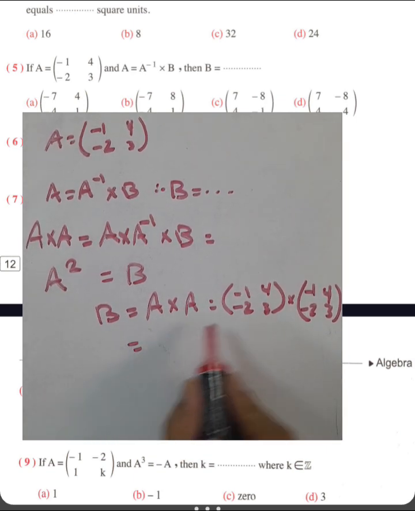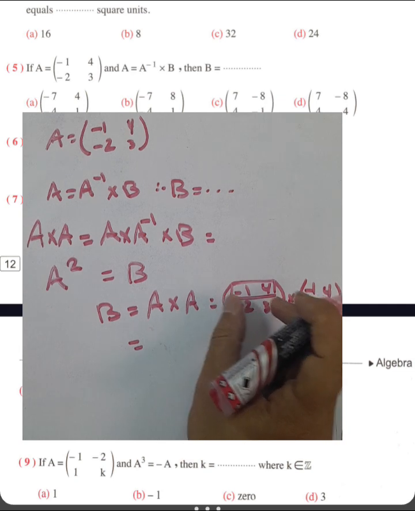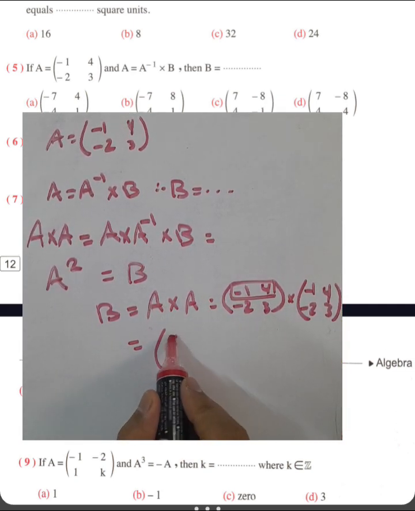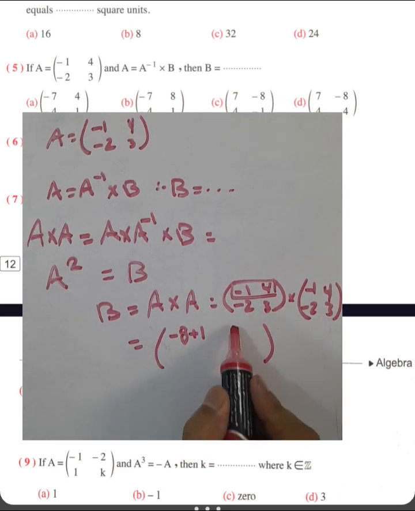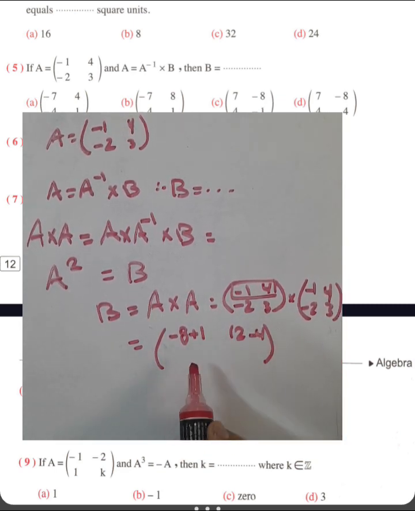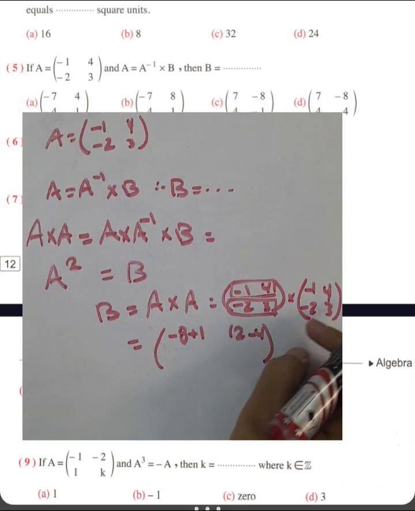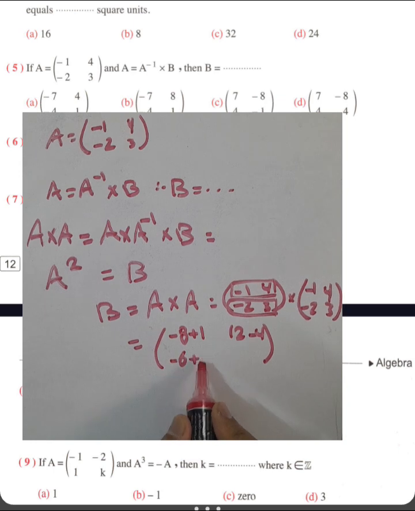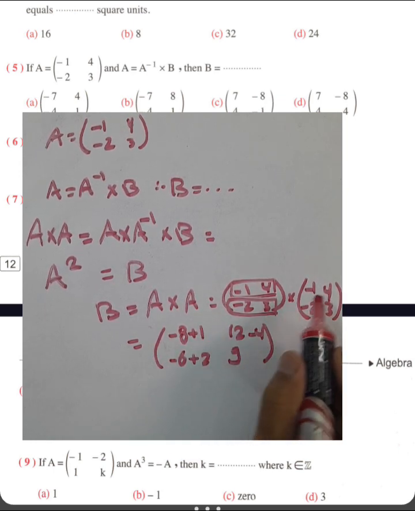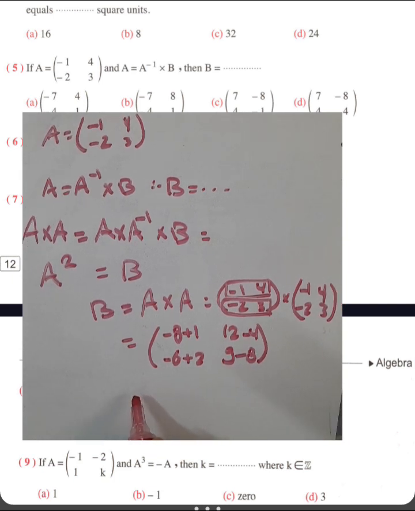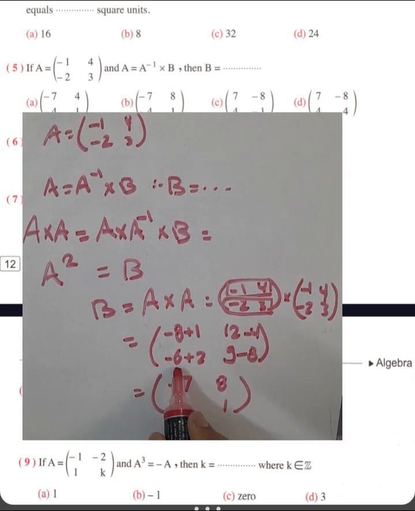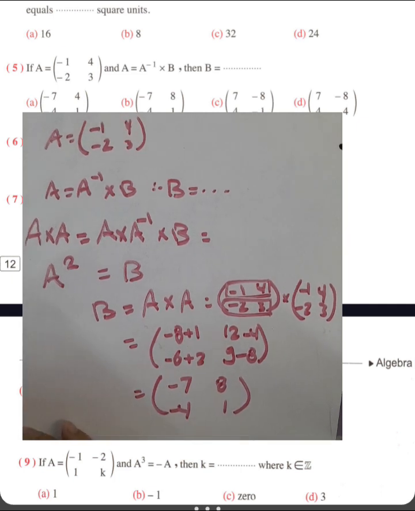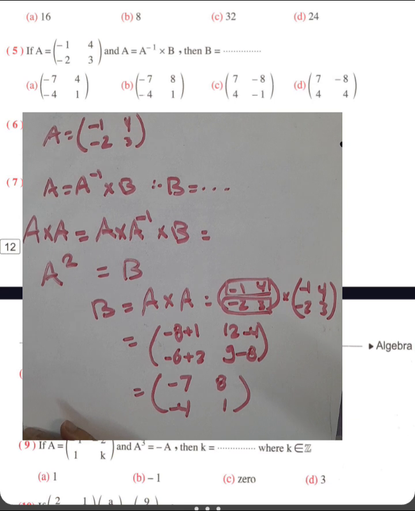Then right here, negative 1, 4, horizontal by vertical: 4 times negative 2 is negative 8, negative 1 times negative 1 is positive 1, and 4 times 3 equals 12, negative 1 times 4 is negative 4. Then horizontal, 3 times negative 2 is negative 6, negative 2 times negative 1 is positive 2, 3 times 3 is 9, negative 2 times 4 is negative 8. The value here will be negative 7, and 12 minus 4 equals 8, 9 minus 8 equals 1, negative 6 plus 2 is negative 4. Then the result here, negative 7. Choose the letter for question number 5.